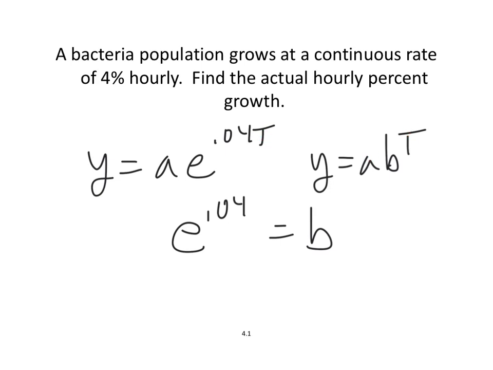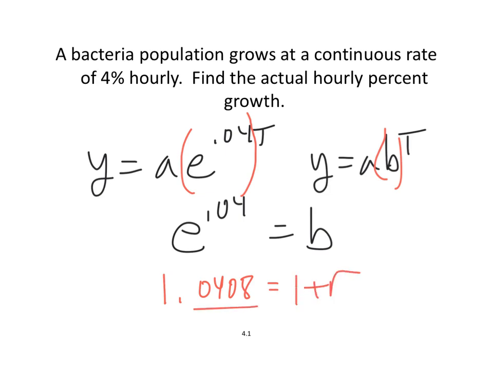If I come back to this equation and put parentheses around this, do you see how that's the same as the b? And our calculator will do this, so all we have to do is raise e to the 0.04 power. And I'm getting 1.0408 with some other decimals. And remember, b equals 1 plus the rate, so doesn't the rate have to equal 0.0408, or 4.08%? And that's my hourly percent growth.